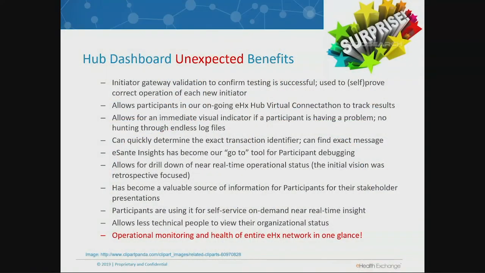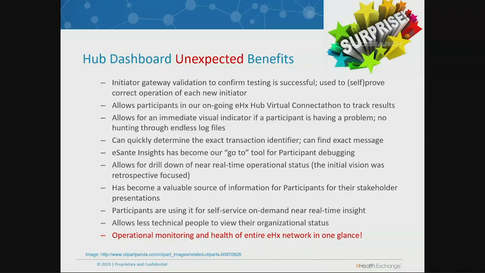If you have a stakeholder group that needs to know who all you're exchanging with, well, there's a slide that shows you that. Or a graphic, the map one will show you that in a geographic dimension. And then we're finding that participants are using this for self-service, for getting insight into their own exchange and their own partners. Also, this is useful not only for technologists, but also for non-technical people.